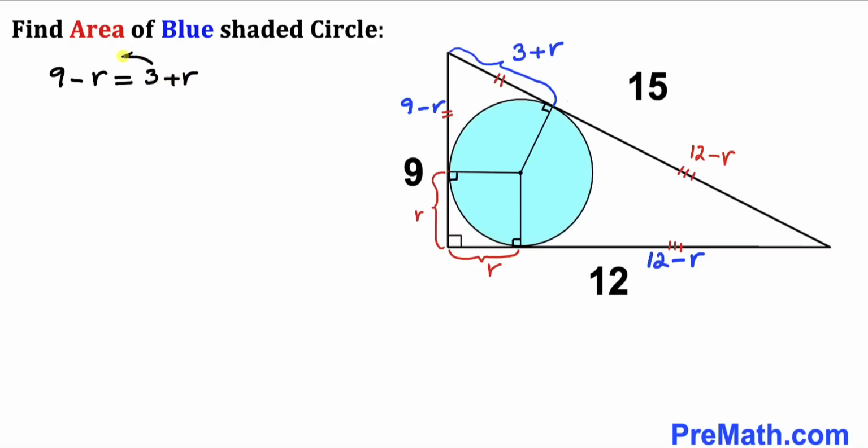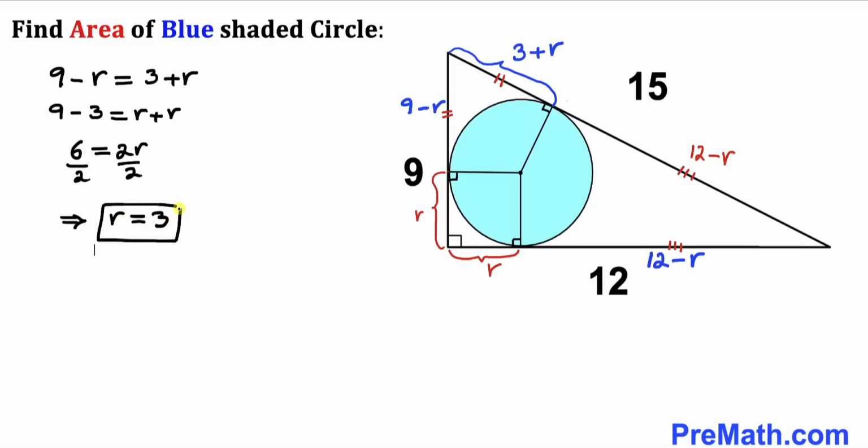Let me move this 3 to the left hand side and negative r to the right hand side. So this is going to give us 9 minus 3 equals r plus r. So therefore we got 6 equals 2r. Let's divide both sides by 2. So therefore our radius r turns out to be 3 units. So therefore this radius turns out to be 3 units each.